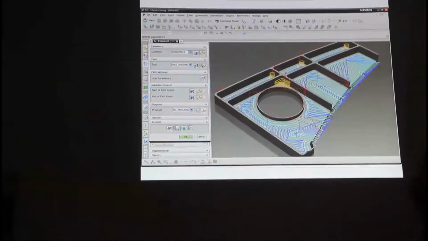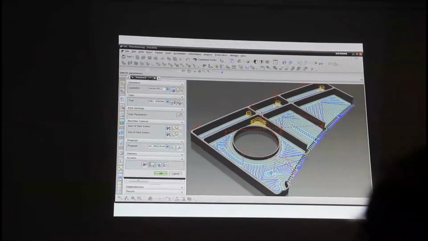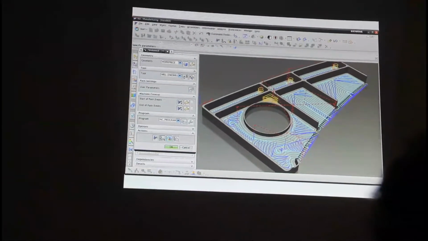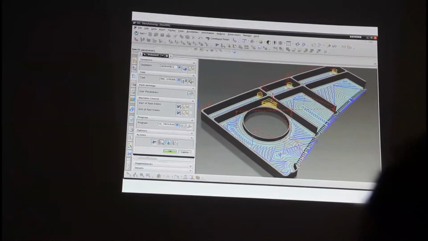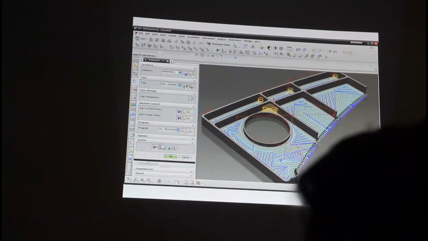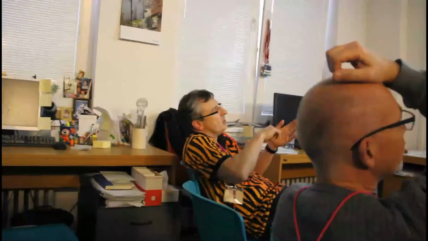In the picture you can see how the tool is running on the surface to recreate this shape. You have to write a program for the machine to go this way, up, down, to the left, to the right.